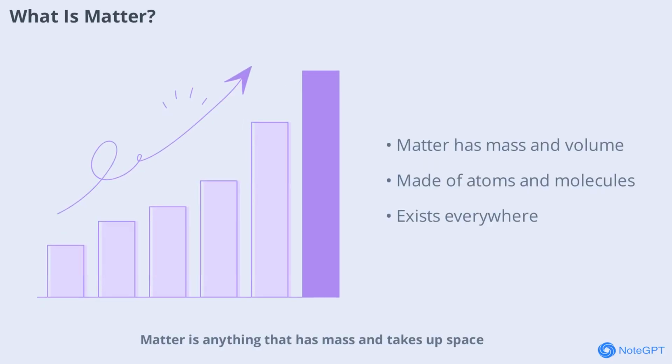to us. Matter is anything that has mass and takes up space. This includes everything you can see, touch, or feel, even things you can't see like air. Matter is made up of tiny particles called atoms and molecules. These particles are always moving, but how they move and how close they are to each other depends on the state of matter they're in. Understanding matter is the first step to understanding the world around us.